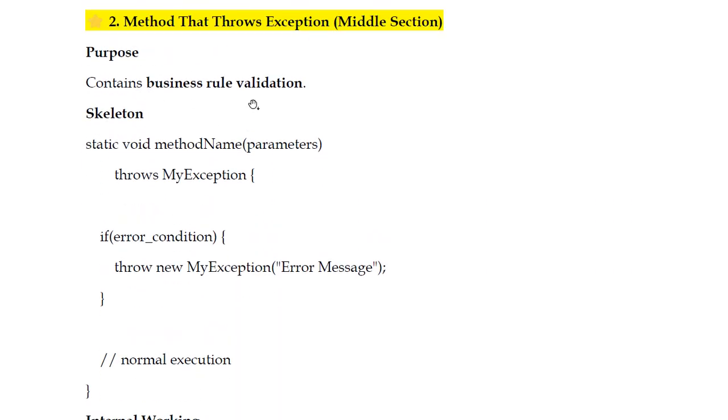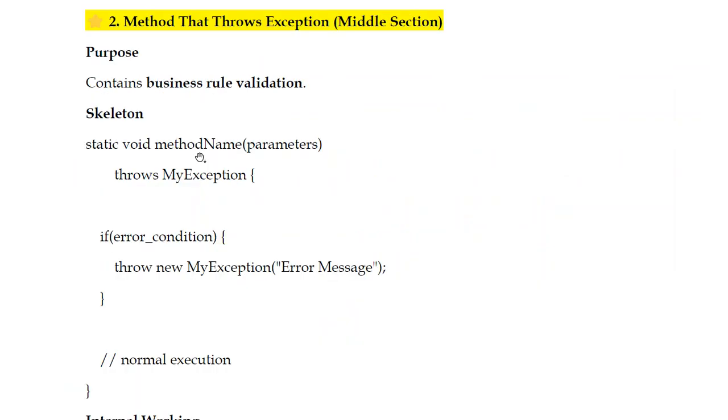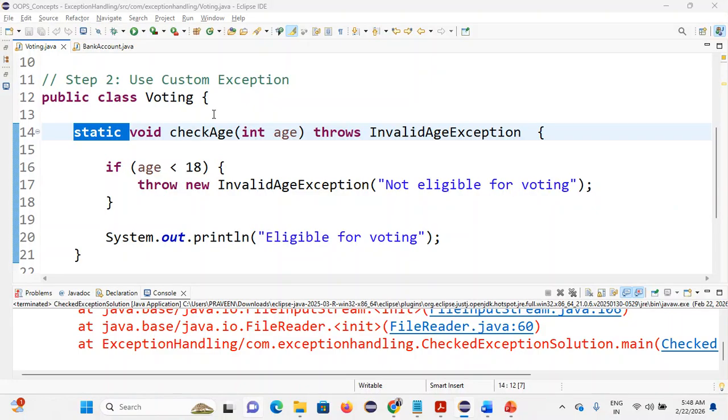Second one, business rules validation. Method that throws exception. This is only throwing the exception. So what are we using? static void method name, parameters. See here, I'm using the static keyword. I'm using void, method name. What method am I using? checkAge, the parameter, throws.